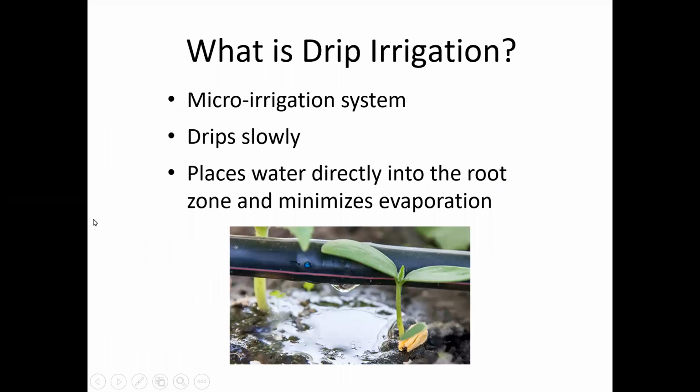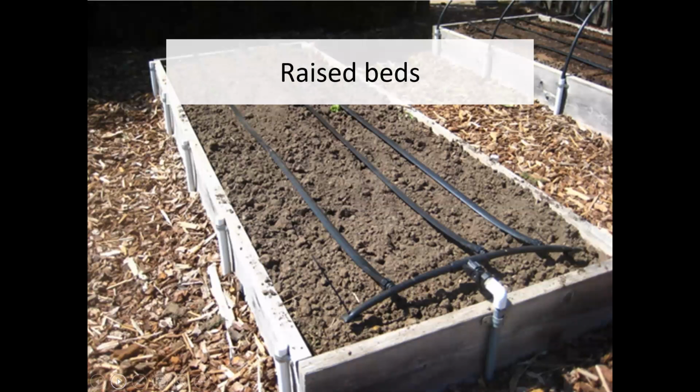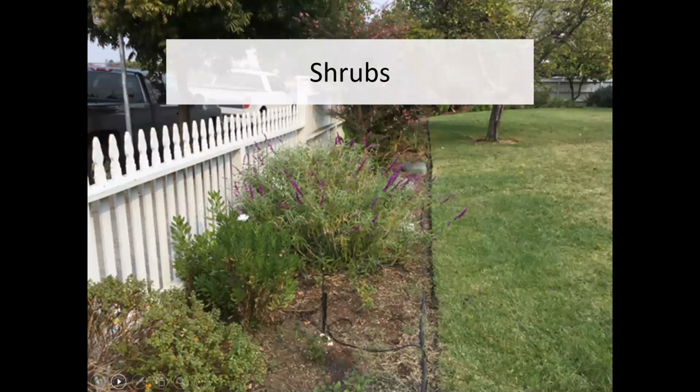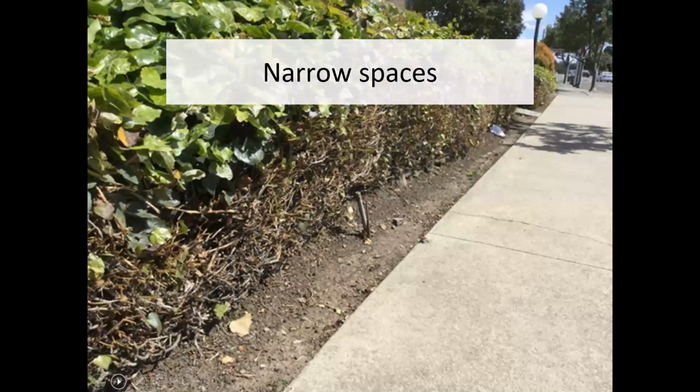Now, the next type of irrigation is drip irrigation, which is a micro irrigation system that drips slowly, specifically at the root zone, and minimizes evaporation. It's used for growing food, raised beds, shrubs, trees, and narrow spaces.